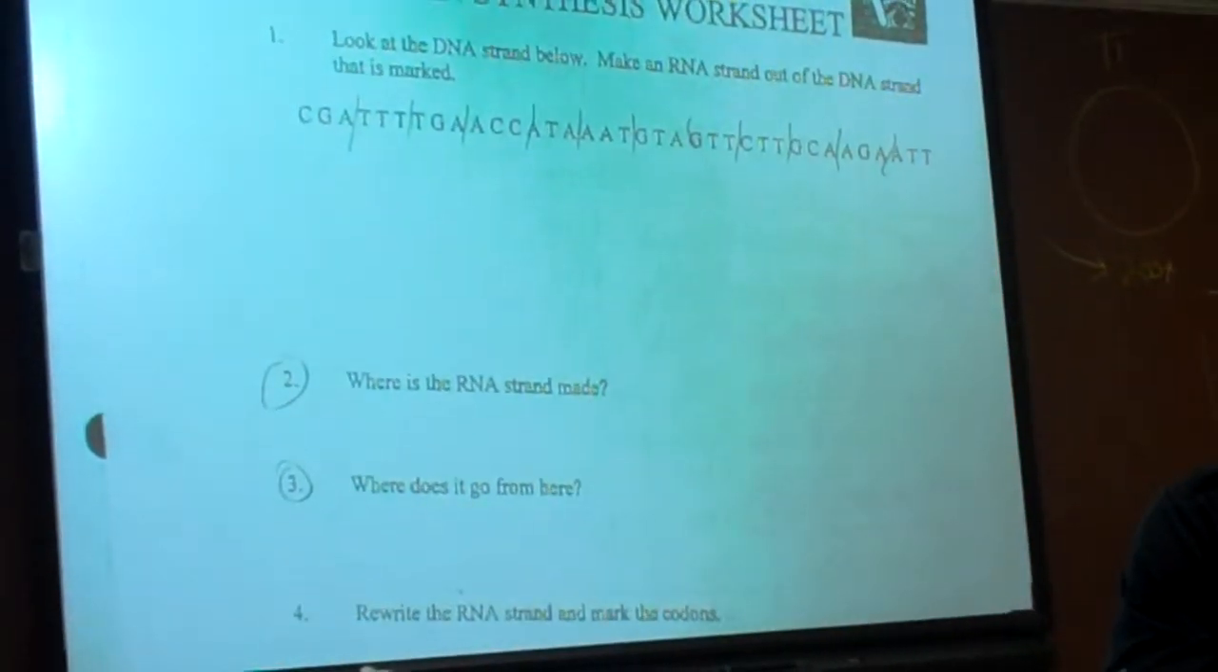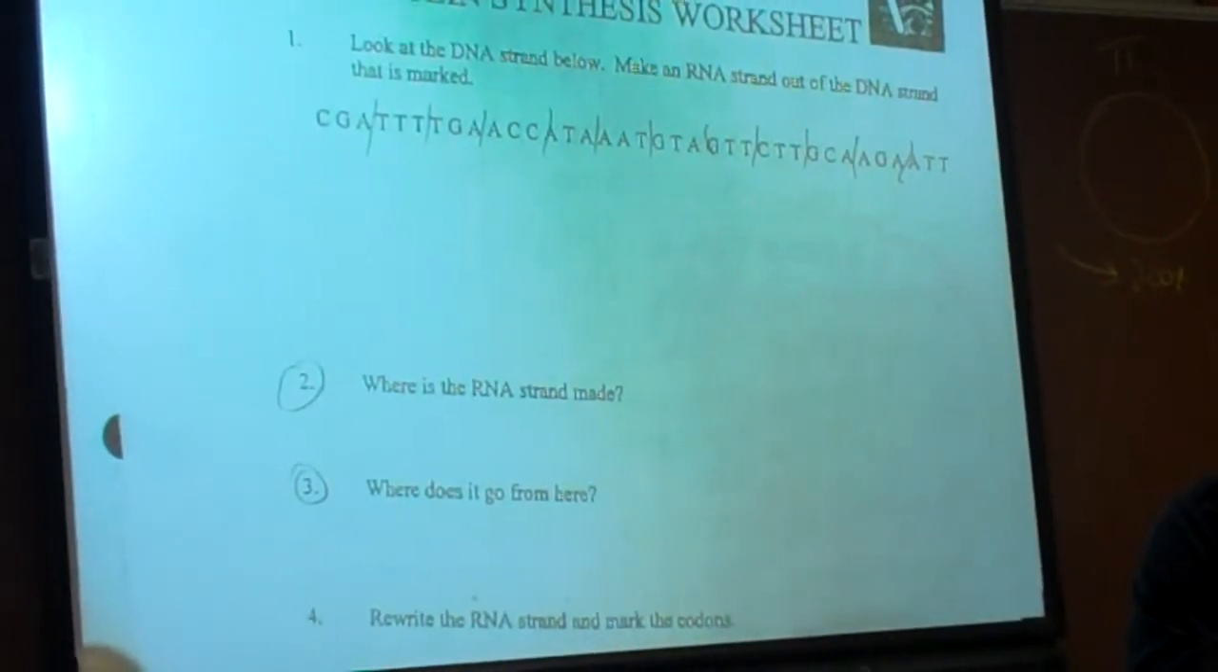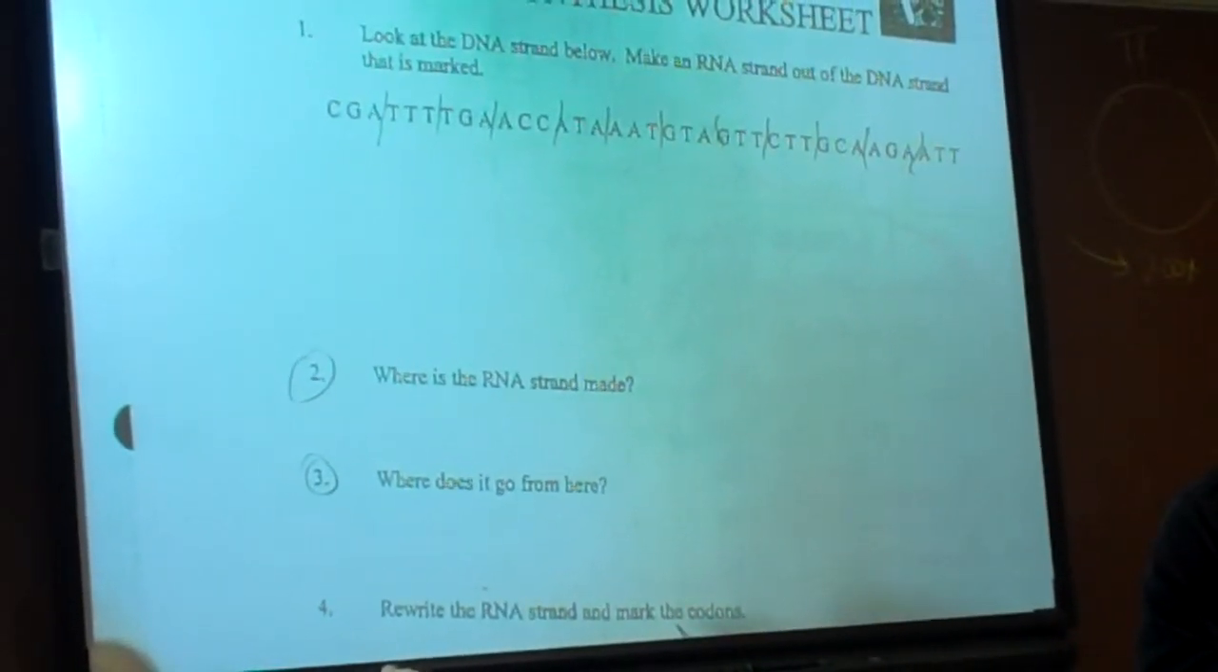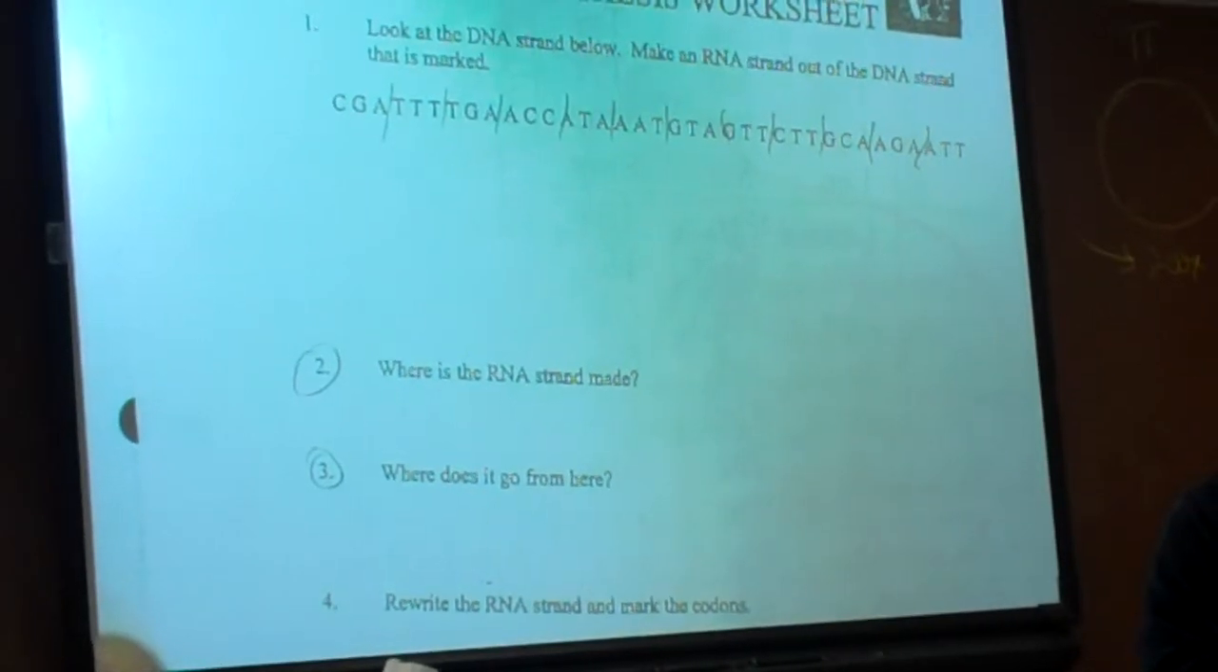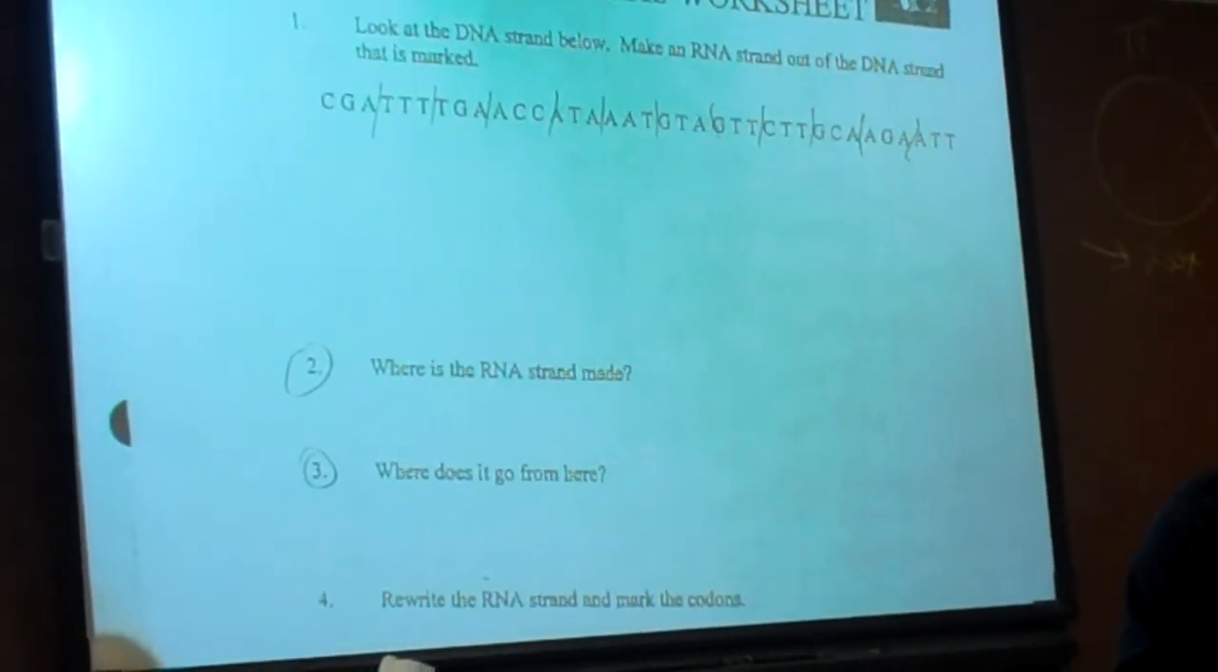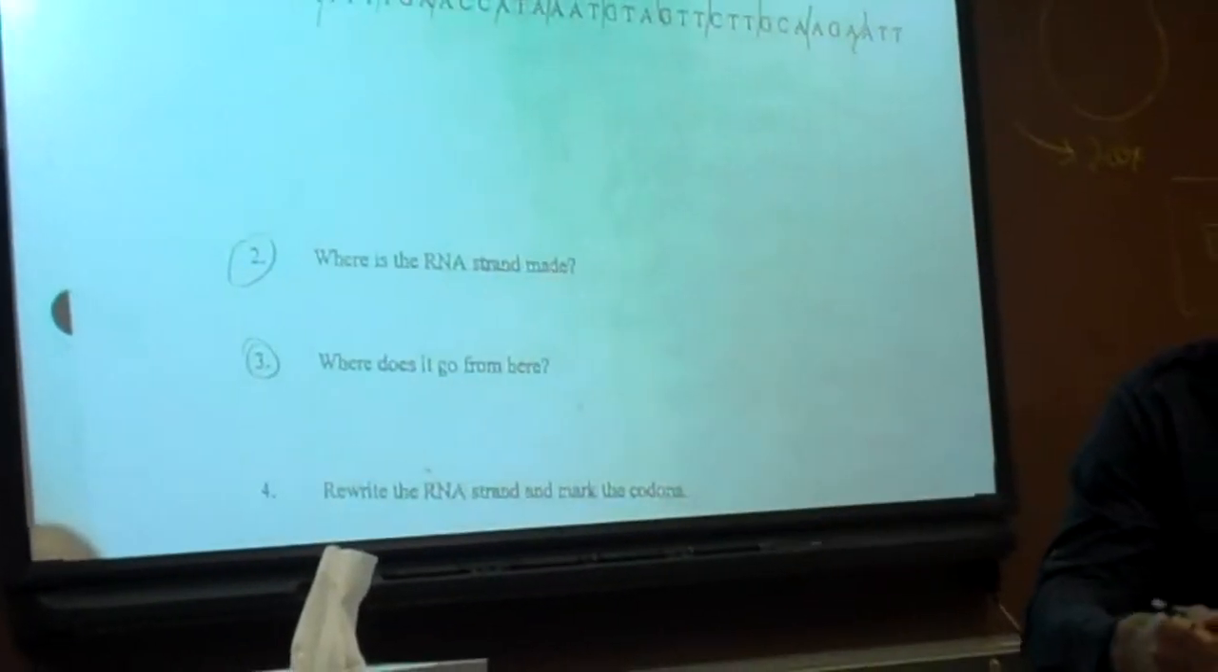Where's the RNA strand made? Just leave it alone. But number 4 says rewrite the RNA strand and mark the codons. Don't do anything yet. I don't want you to rewrite the whole thing. And then below that, it says write down the correct amino acid sequence. So let's do this.